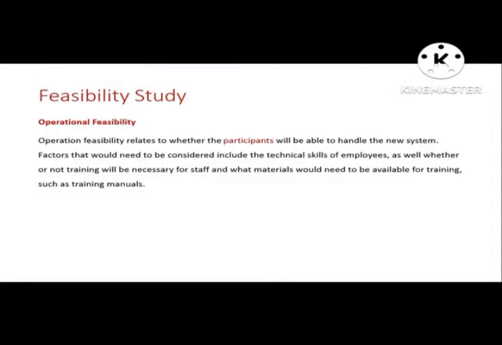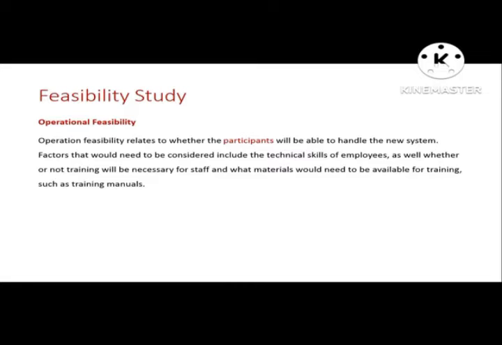Next, we have operational feasibility, where we're looking at the participants and whether they can handle the new system. We need to understand how well trained in IT our participants are. Can they do the tasks that the new systems require? If not, are they able to be trained by someone? Do we bring in a third party to train them, or do we get one staff member trained first and then they train the rest of the staff?